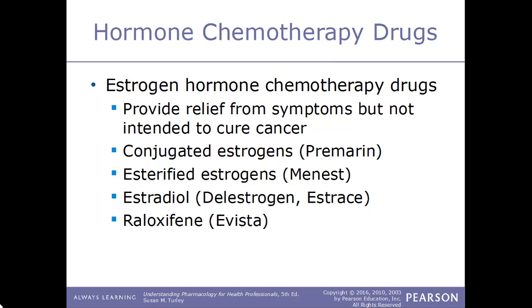Some examples of this kind of drug would include conjugated estrogens, such as Premarin, esterified estrogens like Menest, estradiol, also known by the trade names Delestrogen and Estrace, and raloxifene, also known by its trade name Evista.